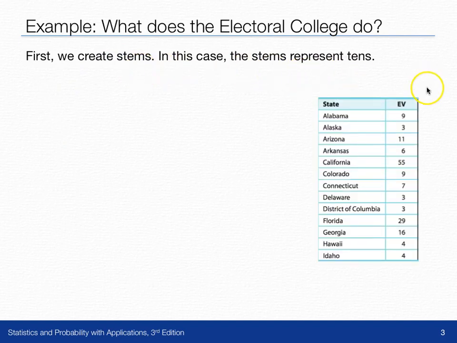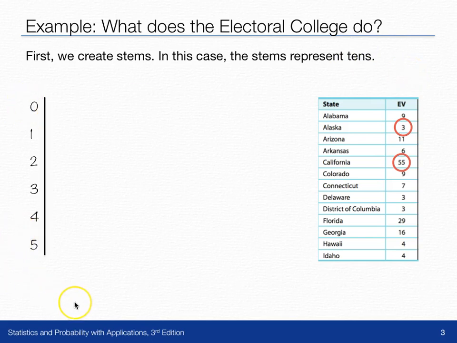We can see from this part of the table that there are several states that have zero tens. They don't even have 10 electoral votes. Something like Alaska only has 3 electoral votes. The most populous state, California, on the other hand, has 55 electoral votes. For our purposes, since we're grouping by tens, that means we need to go from 0 tens all the way to 5 tens. And so we're going to take these numbers and place them where they go in the table.